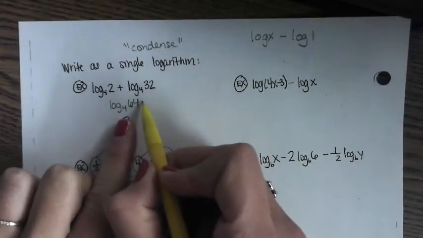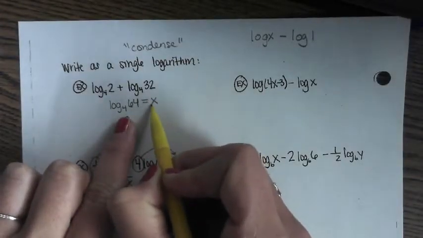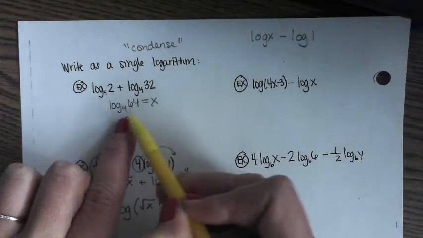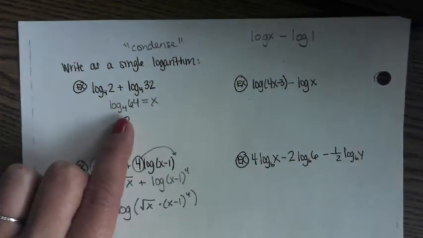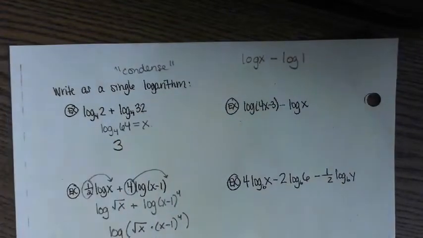Remember, if we want to know what this equals, set it equal to x, and then translate from log language to exponential. 4 to the x power equals 64. The base raised to the other side equals 64.